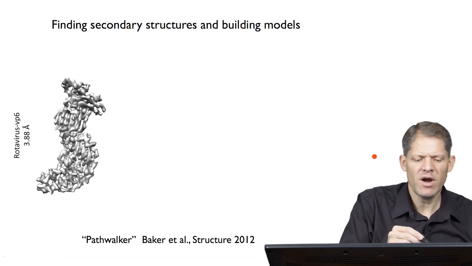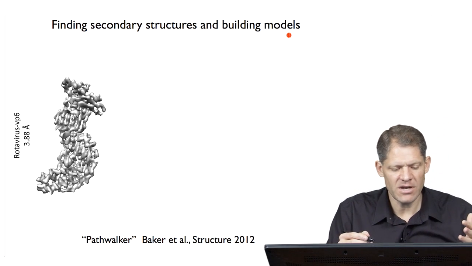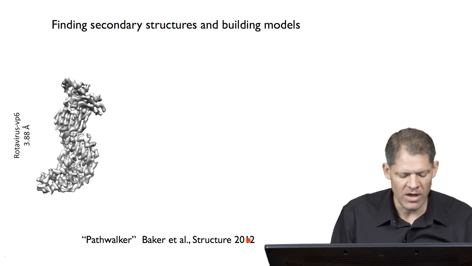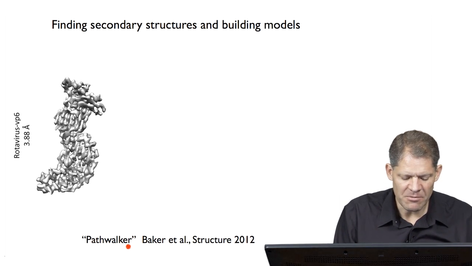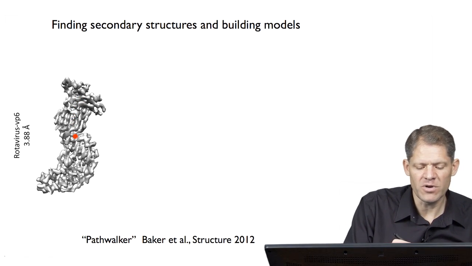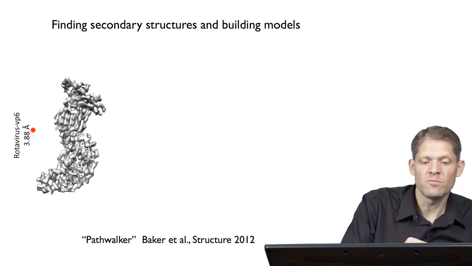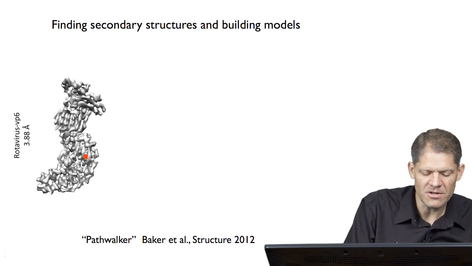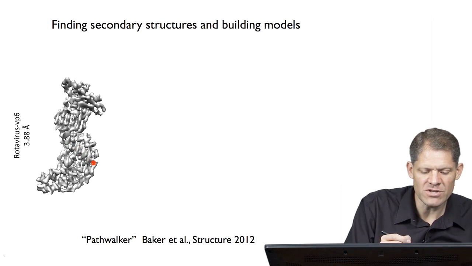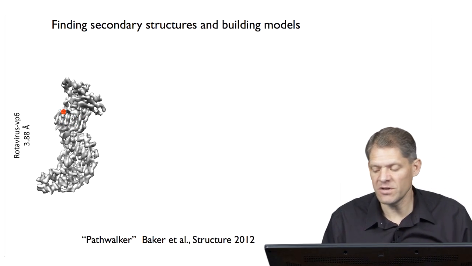Now, to illustrate this process of finding secondary structures and building models, let's look at an example that was published by Matt Baker et al. in Structure in 2012. It's a part of his software that he named Pathwalker. And they started with a single particle reconstruction of the rotavirus at just better than 4 angstrom resolution. And so here you can clearly see some alpha helices, and the pitch is evident. You can see other regions that might be beta strands. And so it's a very high resolution reconstruction.